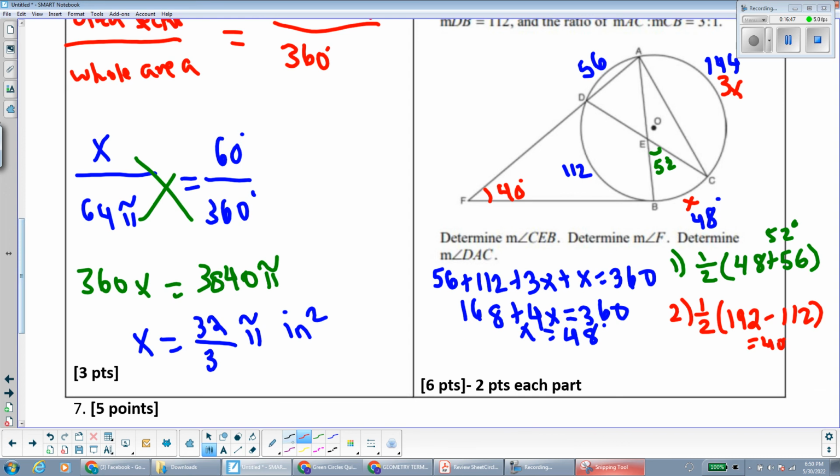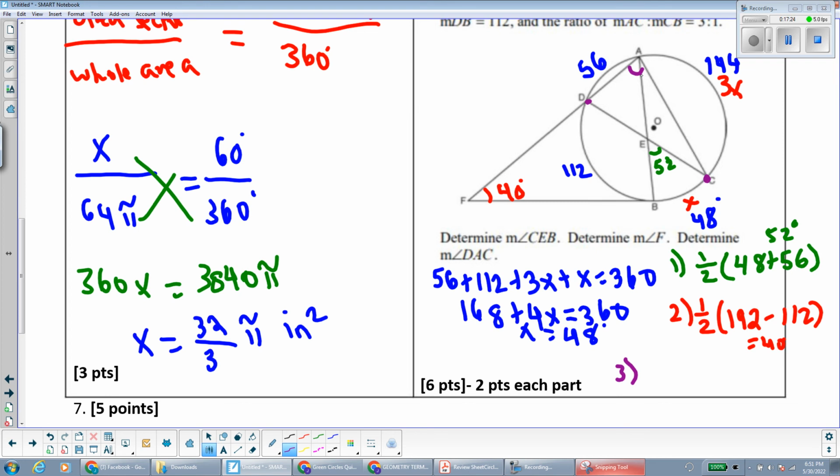And then finally, the last thing that we need to find, I'll label it as 3, is DAC. DAC is right over here. DAC is an inscribed angle, and if we check out what arc it opens up to, point D here, and following it over here to C. So its intercepted arc is DBC, which is made up of 112 plus 48. My calculator, 112 plus 48 is 160. So the intercepted arc for that inscribed angle is 160.